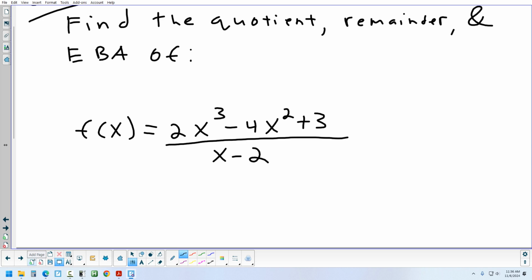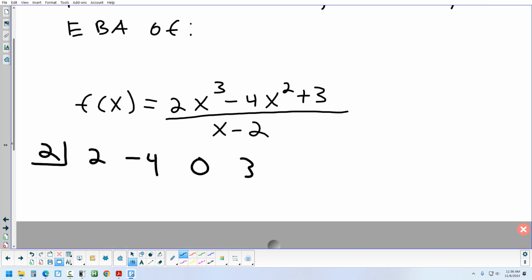Yes, because the denominator is x minus a number. What number would go on the outside? Just 2. And what numbers would go on the inside? 2, -4, and 3. Oh, 0 and 3. Yeah. 2, -4, 0 for the x term, and then 3.